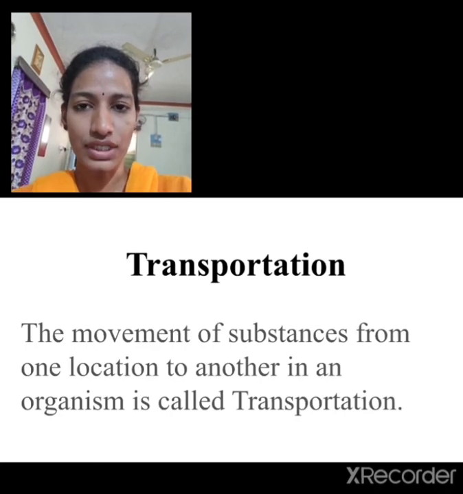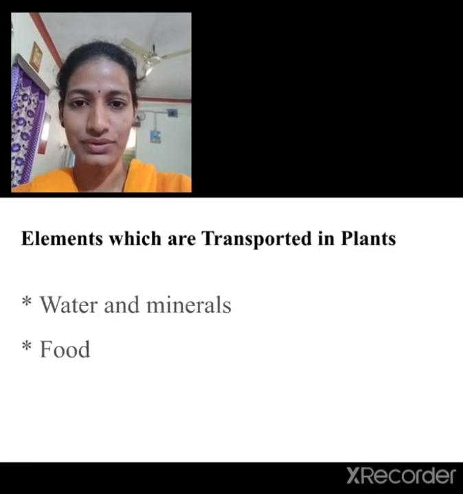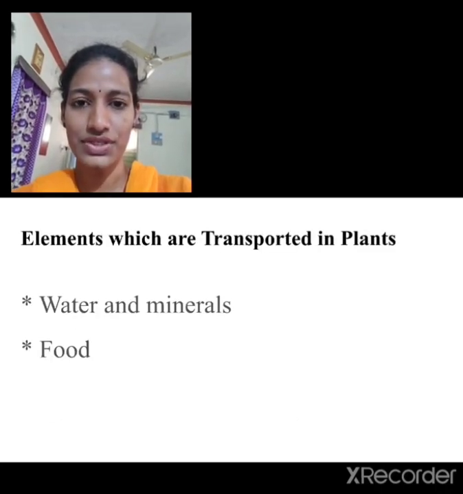So what are the basic elements which are to be transported in the plant body then? Let us see it. The basic elements which are to be transported in plants are water, minerals and the food materials. Then how do they transport throughout the plant body? This is the next question.